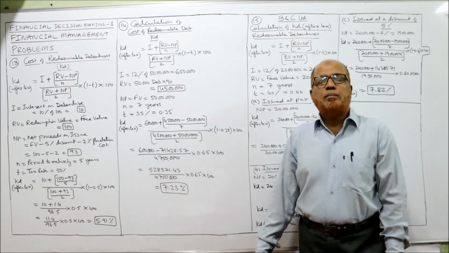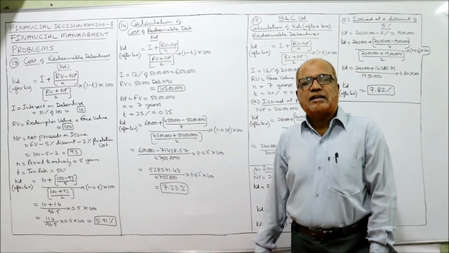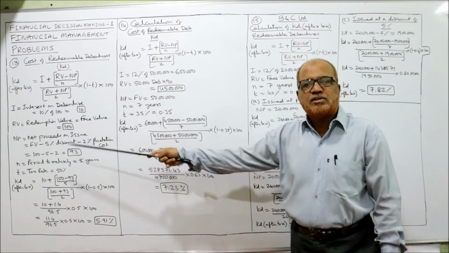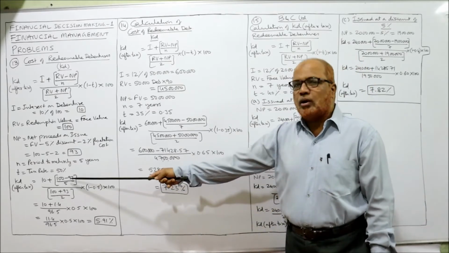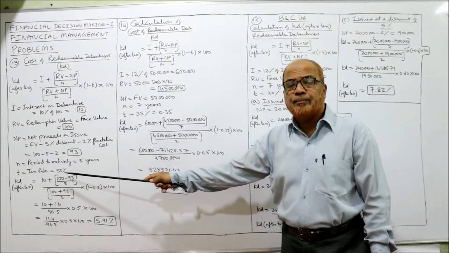Then N is equal to the period of redemption. It is 5 years. N is equal to 5. T, tax rate, 50%, 0.5. So all the values we got. Simply substitute the values in the formula. KD after tax is equal to I. How much is the I value? 10 rupees. RV 100.